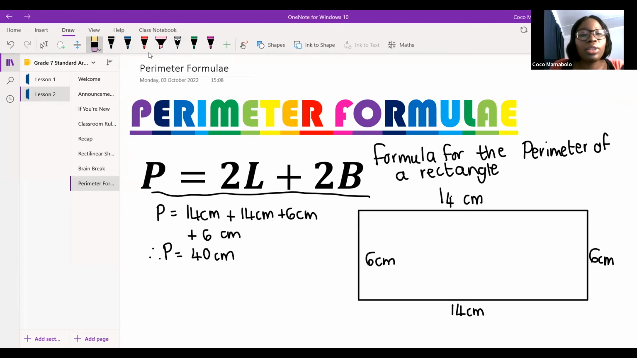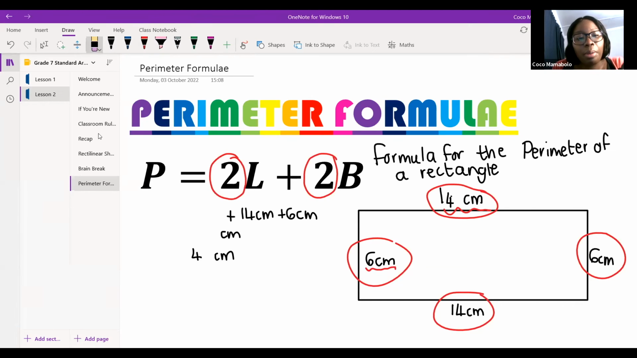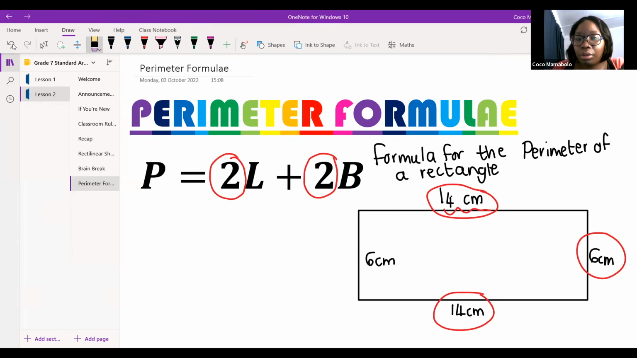So instead of us actually going 14 plus 14 plus 6 plus 6, we have 2 14s and 2 6s. So we can take the length, which is 14, and multiply it by 2. And we can take the breadth, which is 6, and multiply it by 2. So instead of going the long way that Nkanyiso just showed us, which is absolutely correct, there's nothing wrong with it, what we can do is write the perimeter of a rectangle is 2 times length plus 2 times breadth.